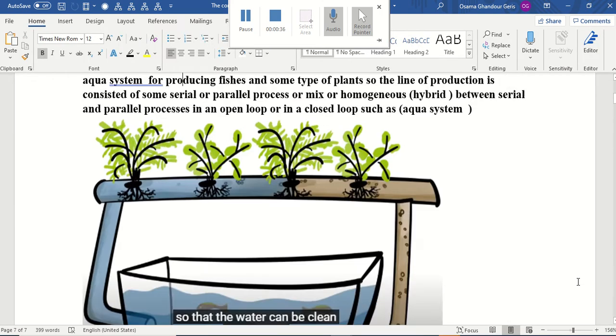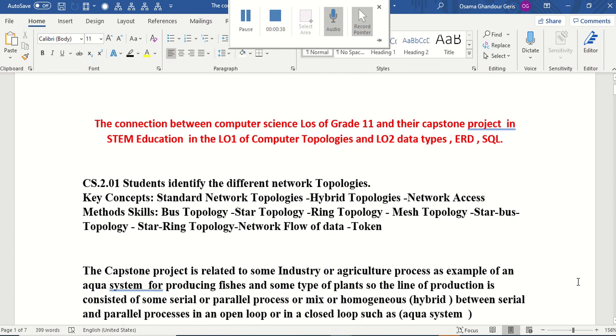Today I will speak about the relation between the first learning outcome, which speaks about the computer topologies types, and the LO2, which is related to databases, ERD, Entity Relational Database, and SQL, which is structured query language.